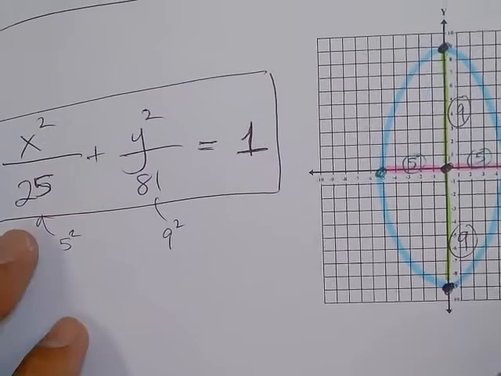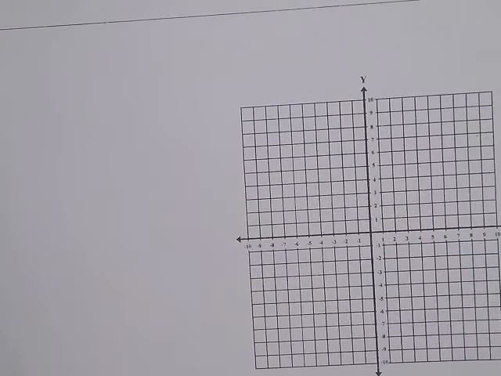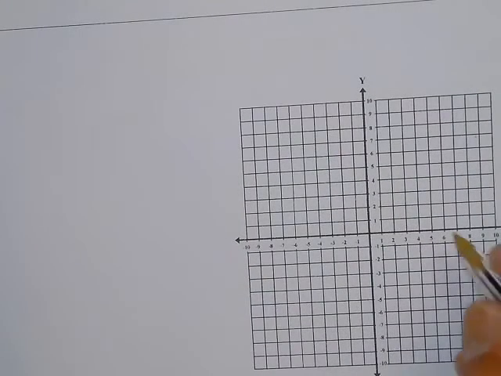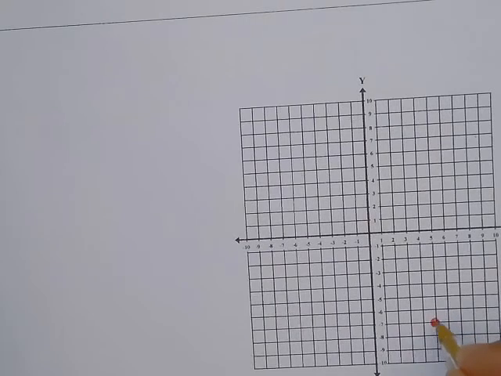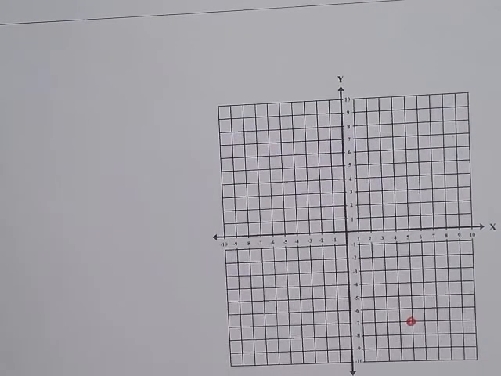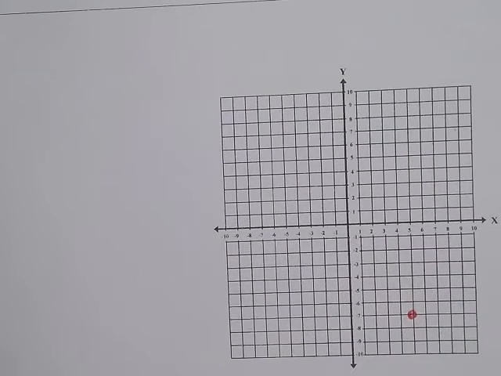Okay. The center is not going to be 0, 0 anymore. We did the easy ones now. I'm going to put the center somewhere else. Go to the other graph. All right. Everybody put the center right here at 5, negative 7.